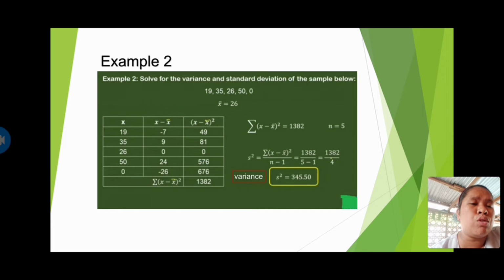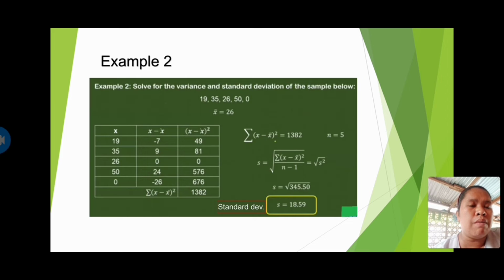Let's substitute into the formula of the variance. The formula for the variance is s squared is equal to the summation of x minus x bar squared all over n minus 1. So since we have the 1,382 divided by 5 minus 1, our variance now is 345.50.